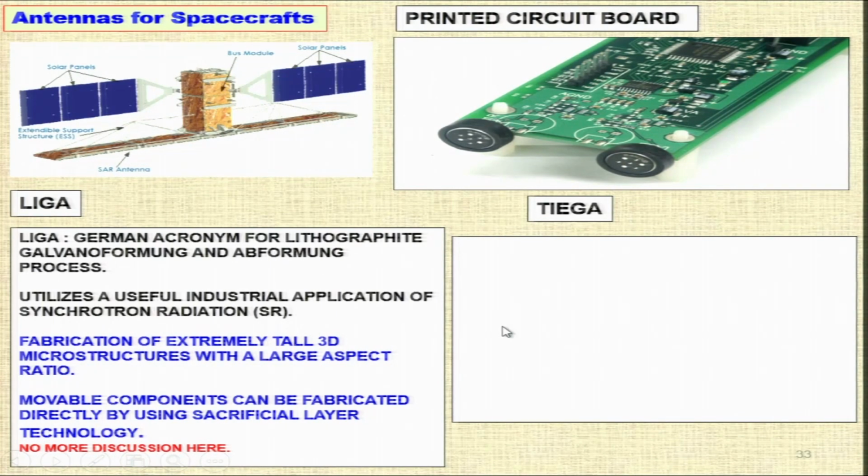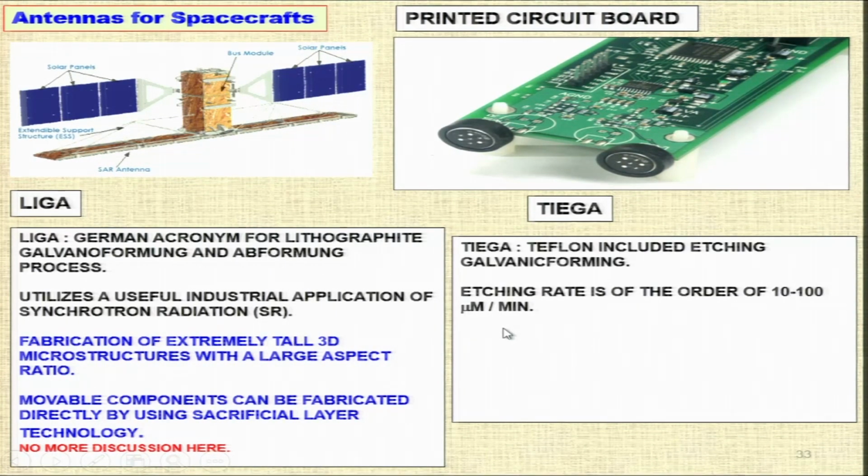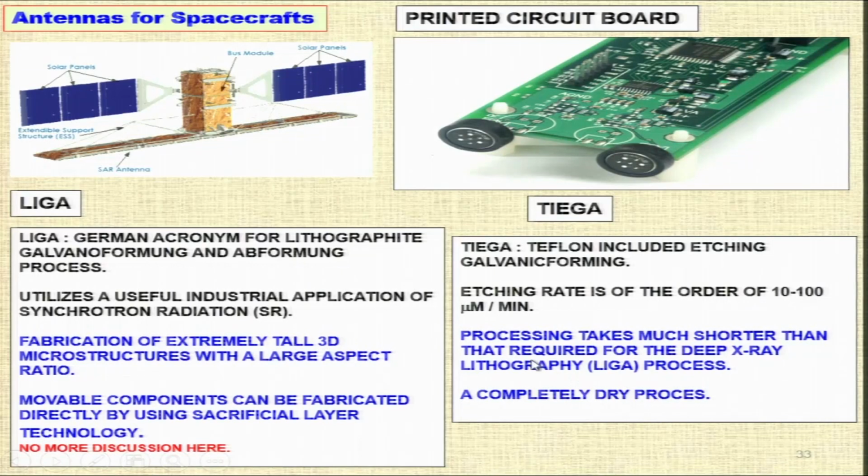Same is true for TIGA. TIGA, Teflon included etching, galvanic forming. Etching rate is of the order of 10 to 100 micrometer per minute. So you can imagine how slow it is. Processing takes much shorter than that required for the deep X-ray lithography process, a completely dry process. No more, I am not going to discuss it in detail.